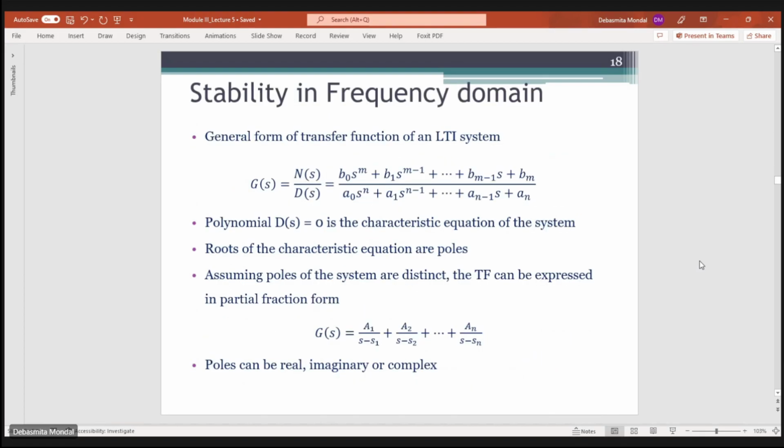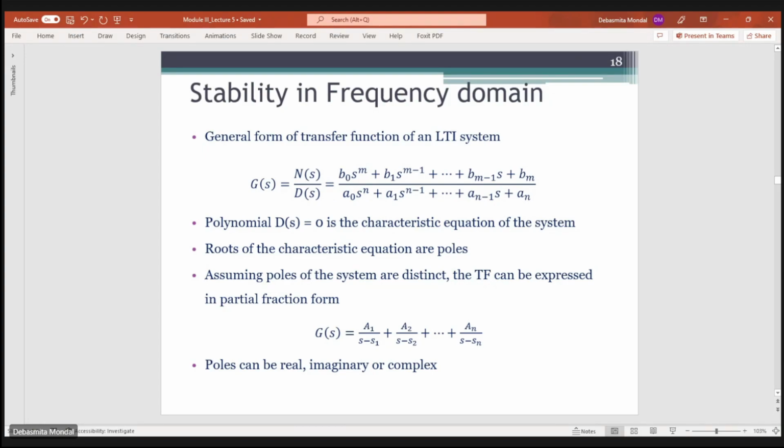If you want to see the stability in the frequency domain, in general you can express the transfer function G(s) as a numerator polynomial divided by a denominator polynomial. This denominator polynomial is basically the characteristic equation of the system, so D(s) = 0. The roots of this characteristic equation are basically the poles of the system G(s).